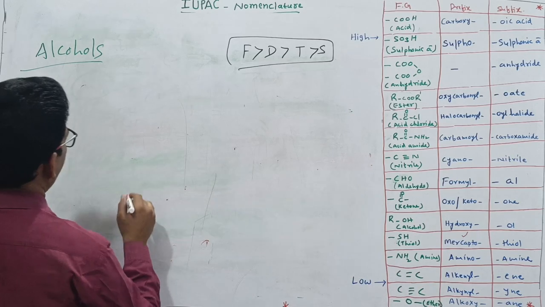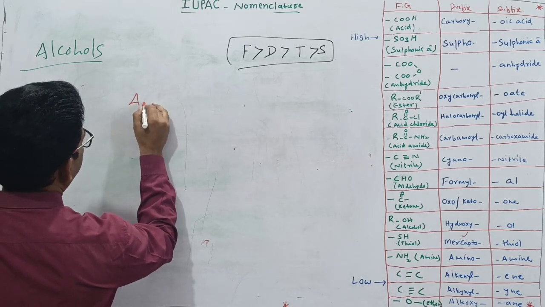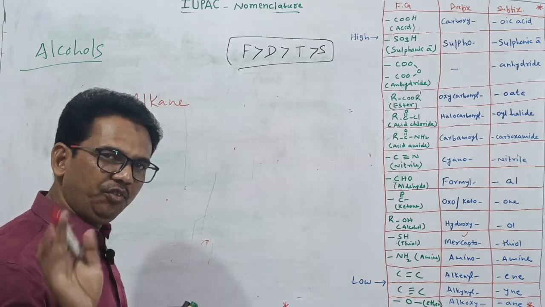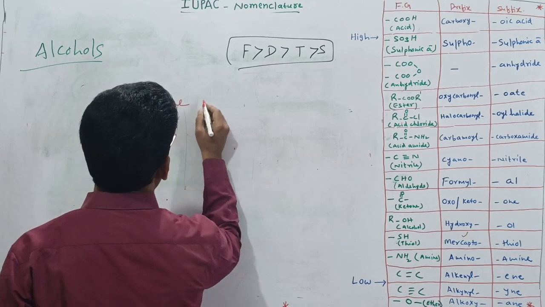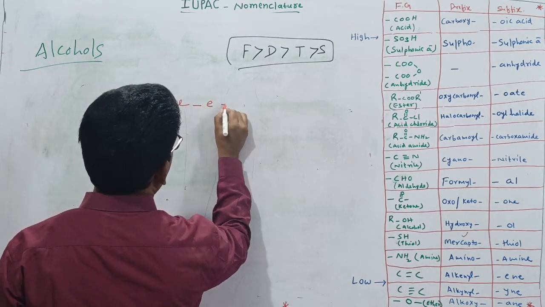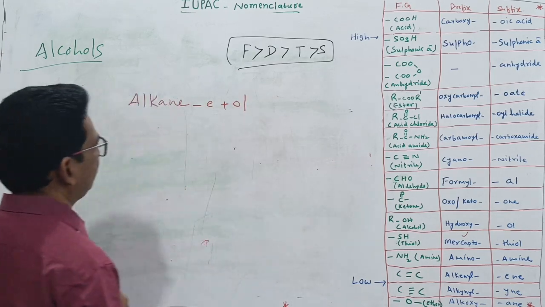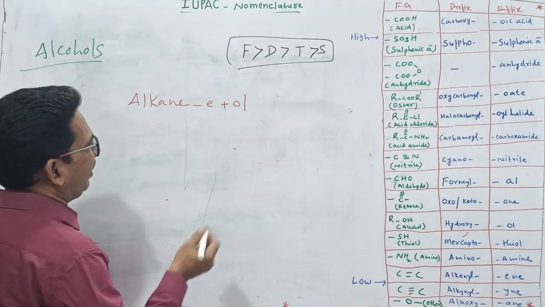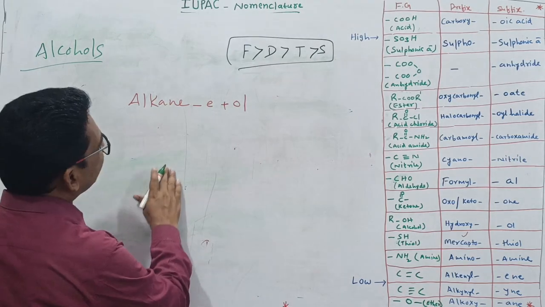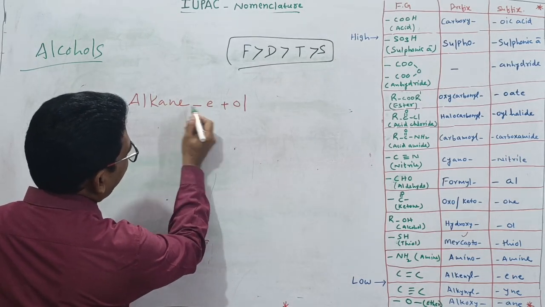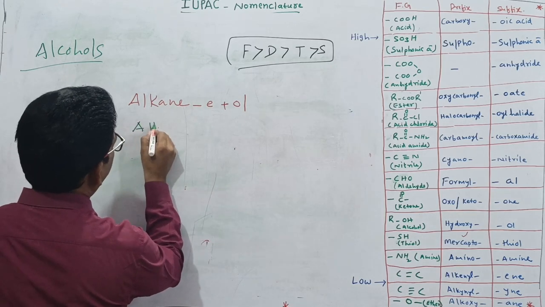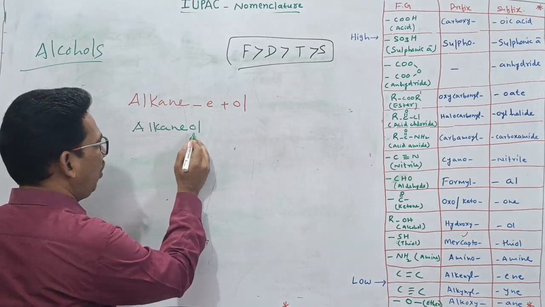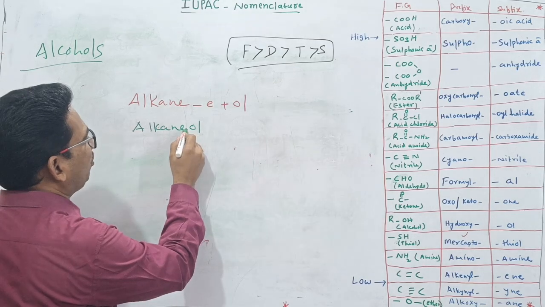Alcohols, how we are writing the IUPAC name means alkane, because alcohols are also derived from the alkane, minus e plus ol. माइनस ई प्लस ऑल. Why is it minus e? Because e and o come together when I write like this. See, alkane, ol. Alkaneol you cannot write. E and O come together.